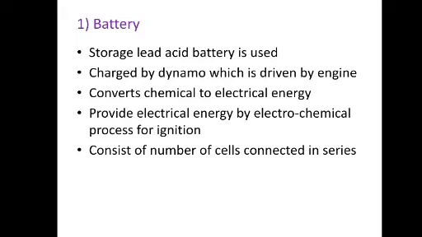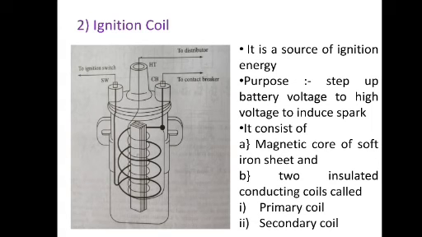Now we will study in detail the components of the battery ignition system. First one is the battery. A storage battery is used to provide electrical energy for ignition. It is charged by a dynamo driven by the engine. It converts chemical energy into electrical energy whenever a spark is required. A lead acid battery consists of a number of cells connected together in series, each having a potential of 2 volts when fully charged.